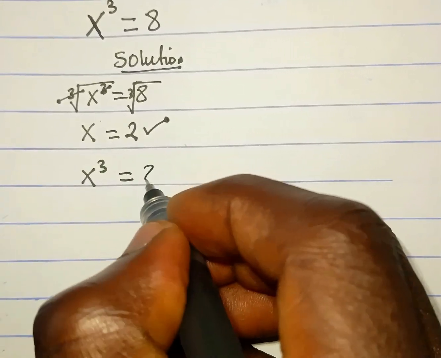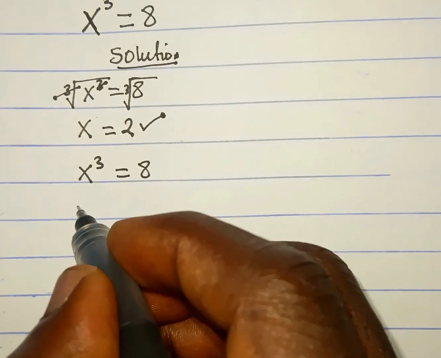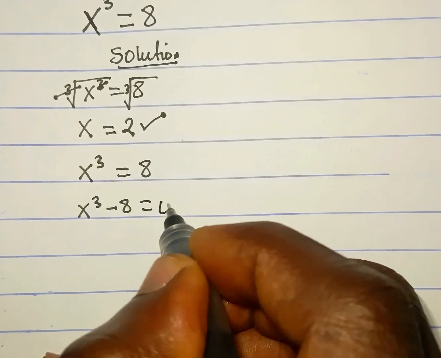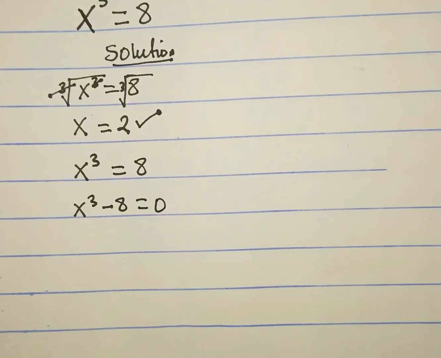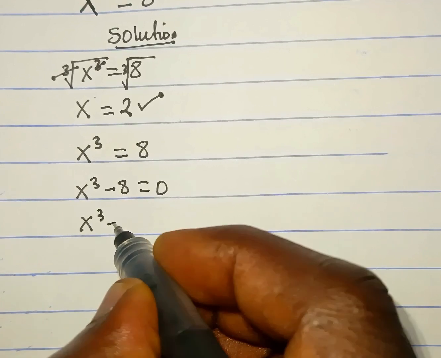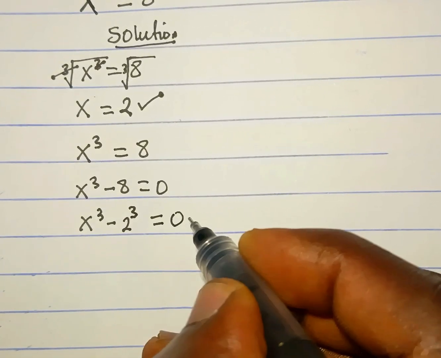The given equation is x cubed is equal to 8. The first thing we are going to do is take this 8 back to the left hand side. We are going to have x cubed minus 8 equal to 0. Now the next step, we can write 8 in cubic form. So we are going to have x to the power 3 minus 2 to the power of 3, which is equal to 0.